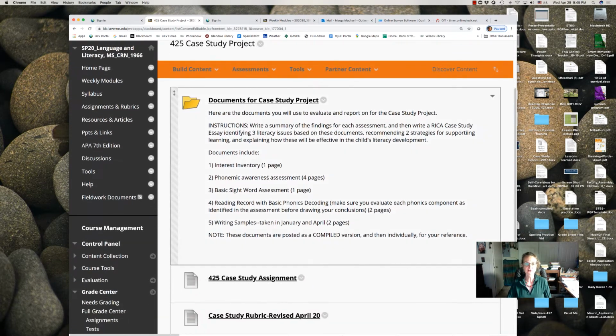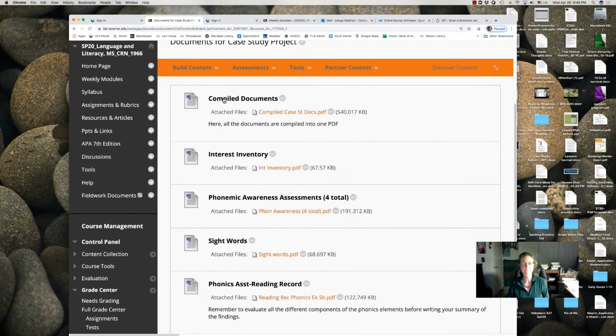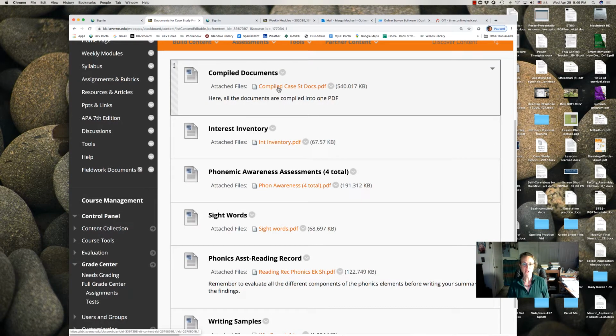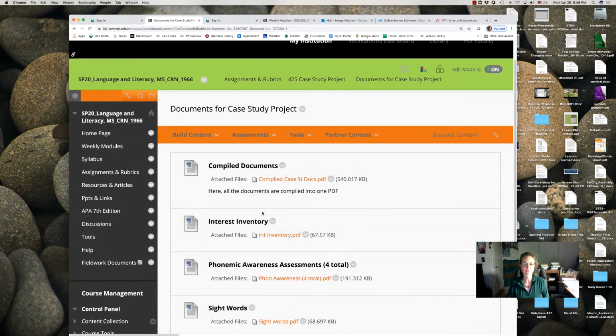So in here is a compiled document, and I also have them broken out, that includes an interest inventory, the phonemic awareness assessment, the basic sight word assessment, the reading record or variation of the writing record with a basic phonics decoding, and writing samples. Everything but the writing samples comes out of the Eckel-Schenker textbook, if you want to look them up. So if you click on the folder, here are all the documents compiled into one, and here they are broken out individually, so you can use whichever one to refer to.